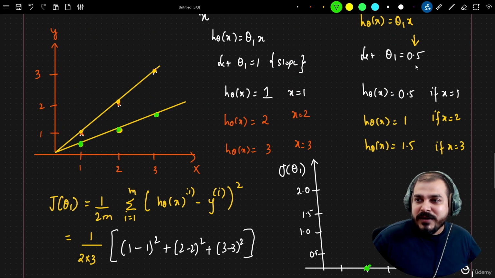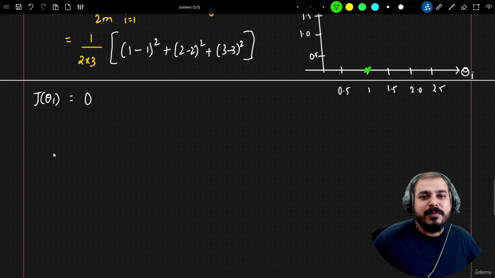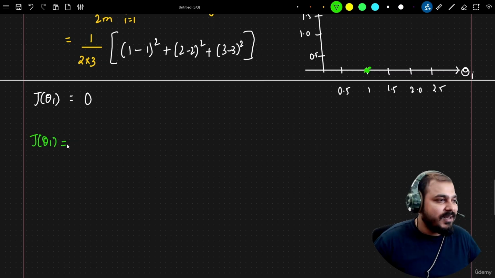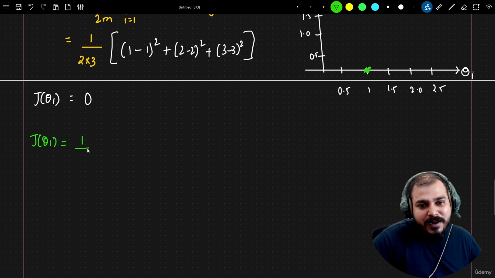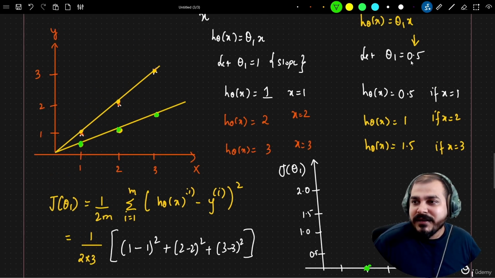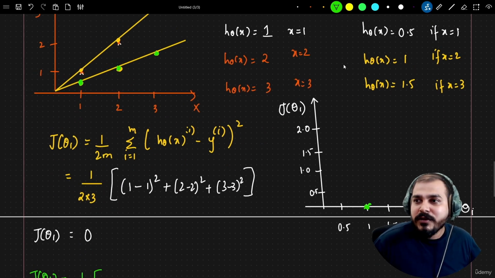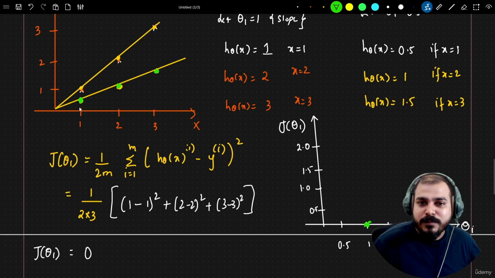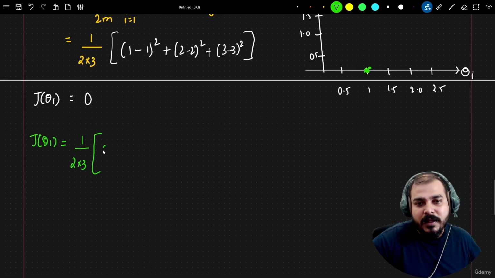Now with respect to theta 1 as 0.5, let's go and compute my j of theta 1. I will start writing it down over here, and you also make sure that you write this particular equation easily. It will be nothing but 1 by 2 multiplied by 3. And in the first case, what is h theta of x when theta 1 is 0.5? If x is equal to 1, then h theta of x is 0.5. So here I'm going to write 0.5 minus 1 whole square.